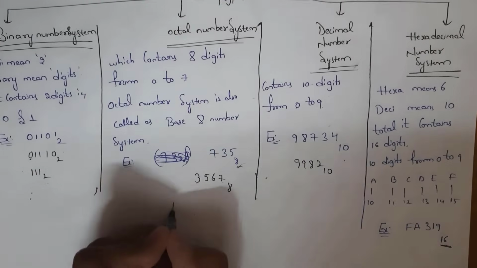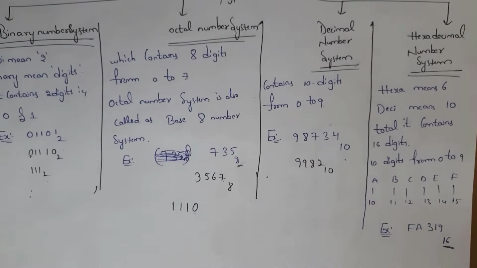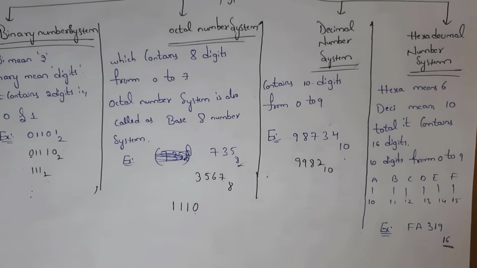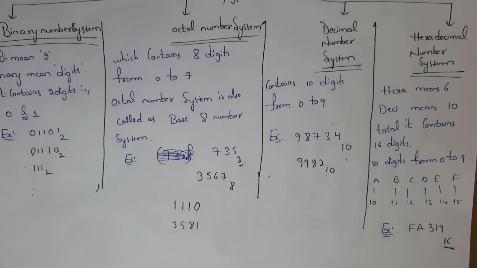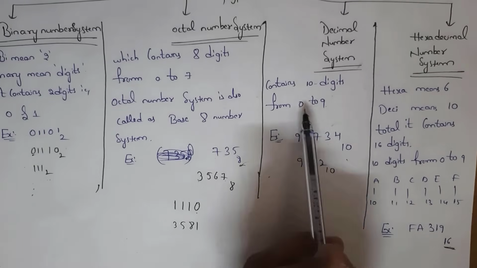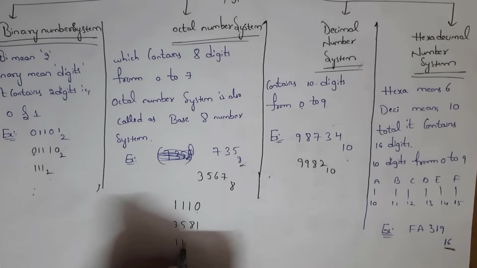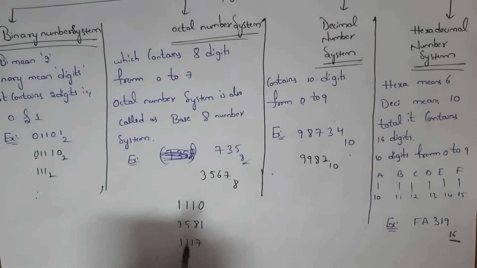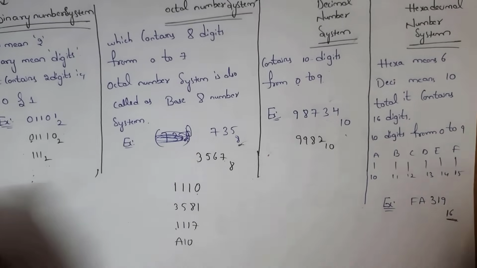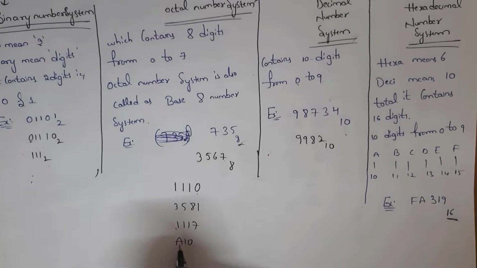For example, 1110. We call it the binary number system because it contains 0 and 1. For example, 3581. We call it the decimal number system because it contains numbers from 0 to 9. For example, 1117. We call it the octal number system because numbers are in between 0 and 7. A10. We call it the hexadecimal number system because it contains the alphabet A.